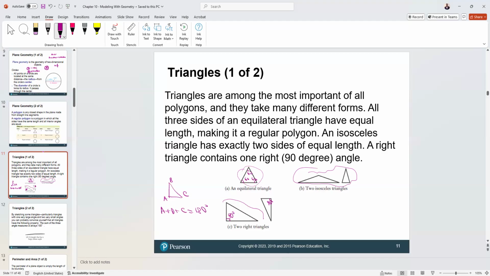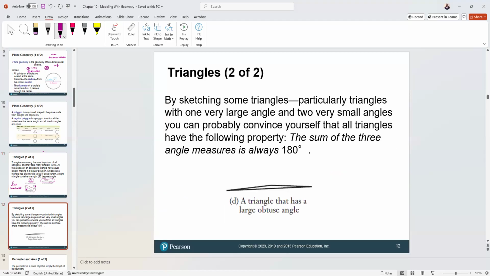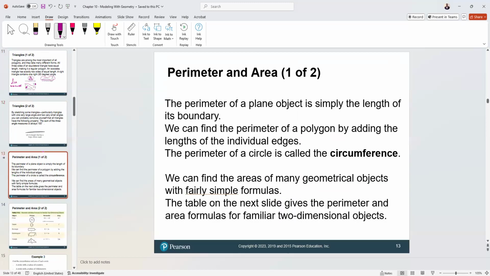So a right triangle contains a right angle. I think we will return to right triangles and their many uses later, right? Because we're going to sketch some triangles, particularly triangles with one very large angle and two very small angles. So we can probably convince ourselves that all triangles have the same property like these three, right? The sum of the three angle measures, as always, is 180 degrees. So that's exactly what we said here.